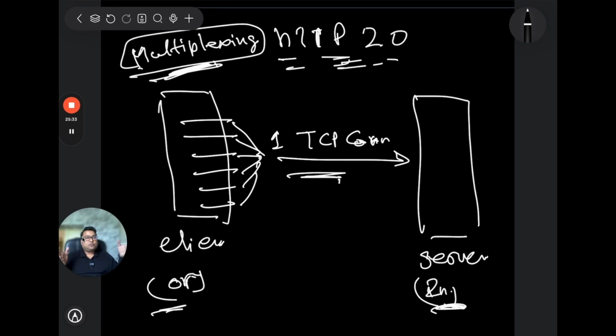So you are basically consolidating all calls into one single TCP connection, and that's how your whole inter-service communication becomes faster. You see, this is service 1, this is service 2.